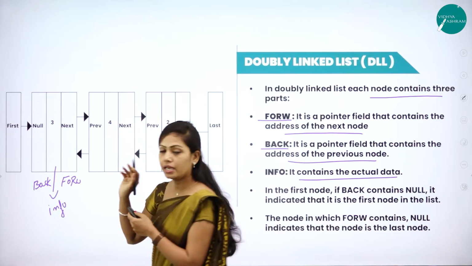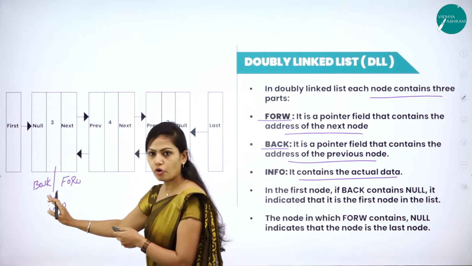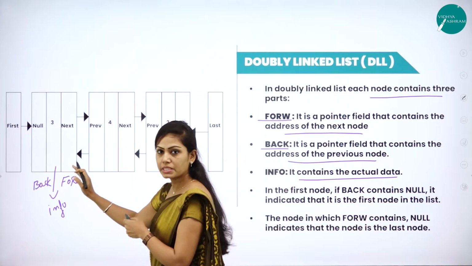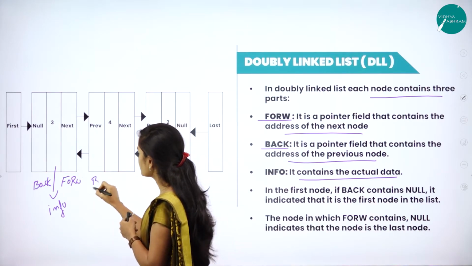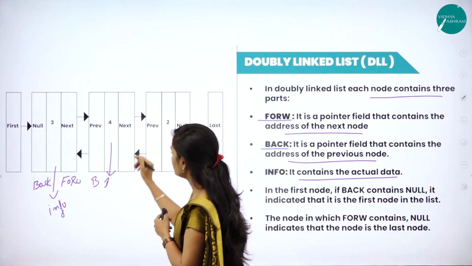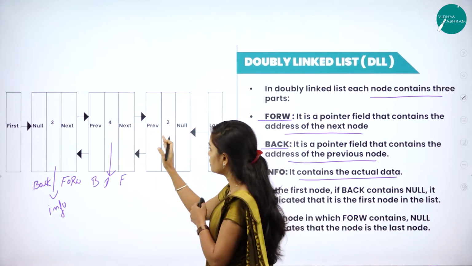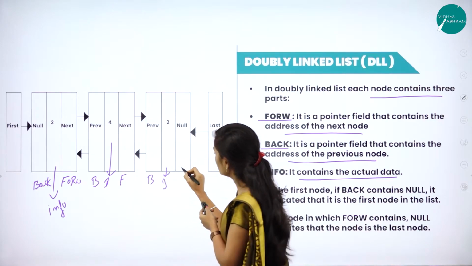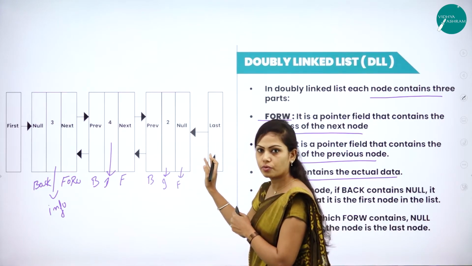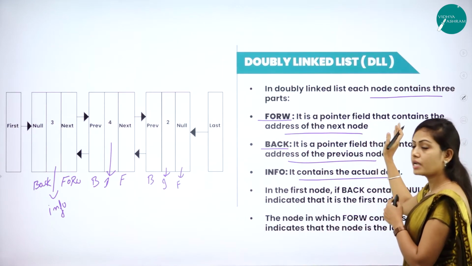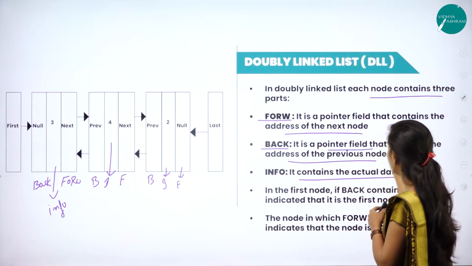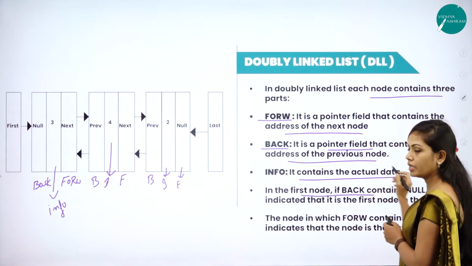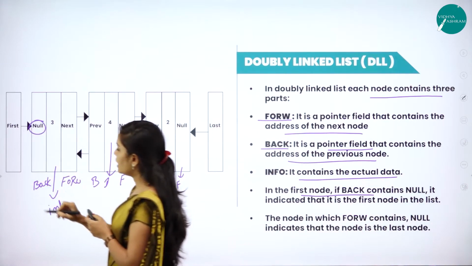In a doubly linked list we have three parts, that is back, info and forward. This is called back, and this is the actual information, and this is forward. This forward points to the address of the next node, and this back points to the address of the previous node. So forward is a pointer field that contains the address of the next node, back is a pointer field that contains the address of the previous node, and info contains the actual data. In the first node, here we have a null in back.